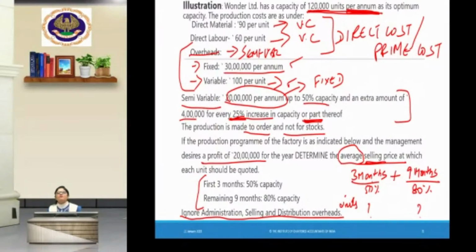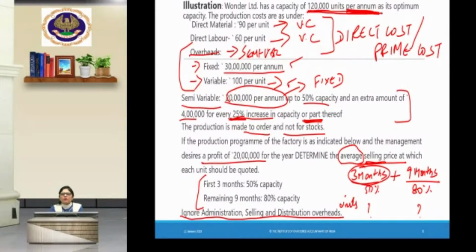You have taken 50%. 60,000 will be when it's 50% for the whole year. So when it will be 50% for the whole year, then the capacity will be 60,000. But it is 50% for first 3 months. You have to calculate first the capacity per month.